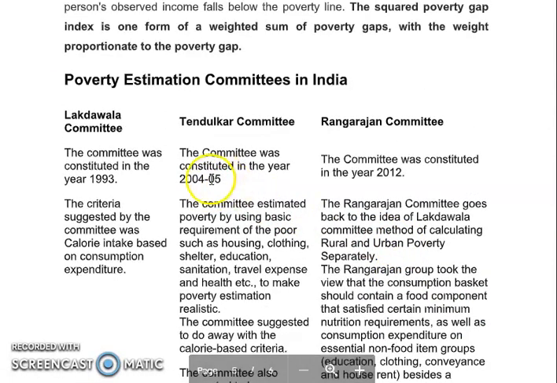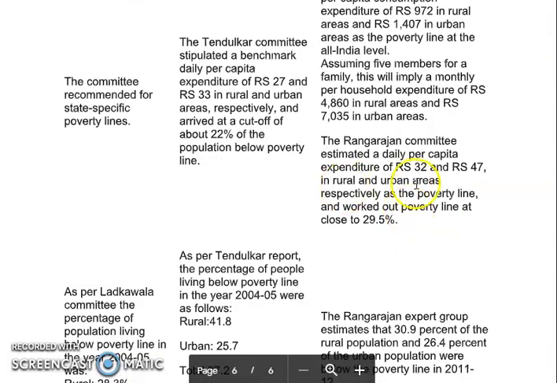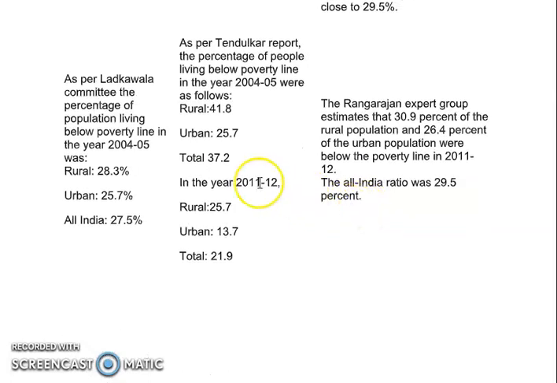The constitution years are also different. The Tendulkar committee was constituted in 2004-5, which is 8 years before the Rangarajan committee was constituted. There is some difference in the daily per capita expenditure also. The Rangarajan committee worked out the poverty line at close to 29.5% of people below poverty line. Here it is 22% of people below poverty line.